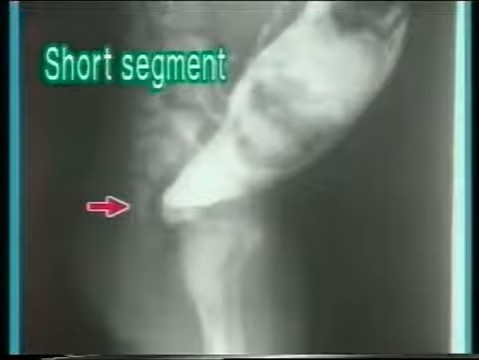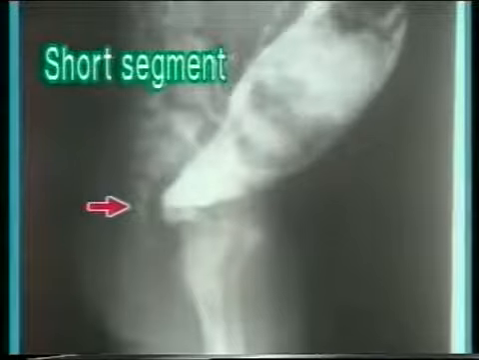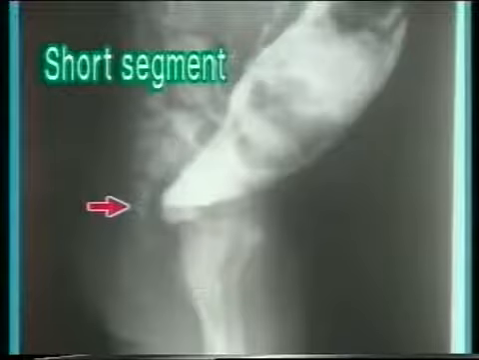Here again we see the common variety of short segment Hirschsprung's disease, where the upper limit of the aganglionic segment is in front of the lower end of sacrum, that is in the rectum. Note the cone-shaped narrowing of the dilated colon followed by a thin spastic segment.